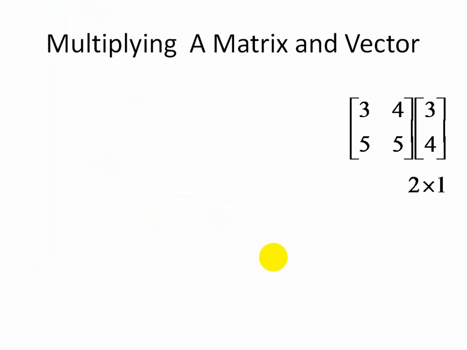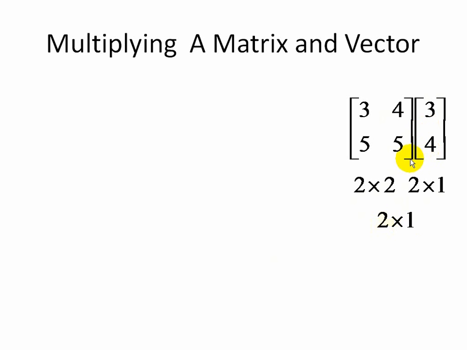Now we're going to multiply a matrix and a vector. So here we have a column vector of 2 by 1, and we're going to multiply it by a 2 by 2 matrix, and what we should have as a net result is a column vector of 2 rows and 1 column, just like what we started off with.